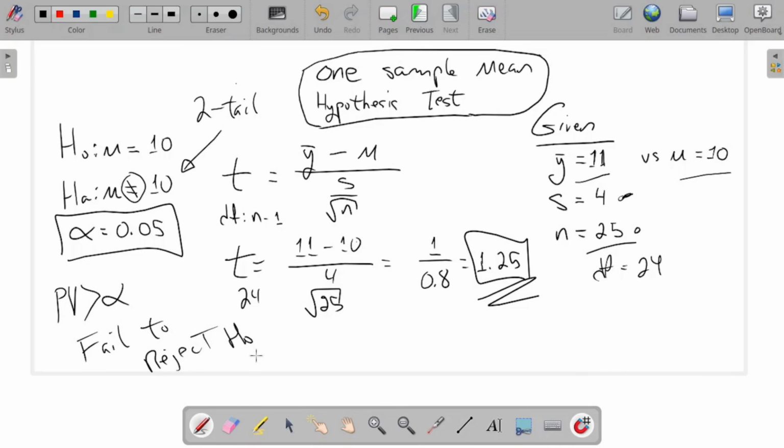So the conclusion here at the 5% level of significance is that there is no evidence that our measurement of y bar equal to 11 is significantly different from the expected mu of 10, which is just another way these tests work out. We'll do a couple more of these and then we'll move over to confidence intervals and see how things compare.